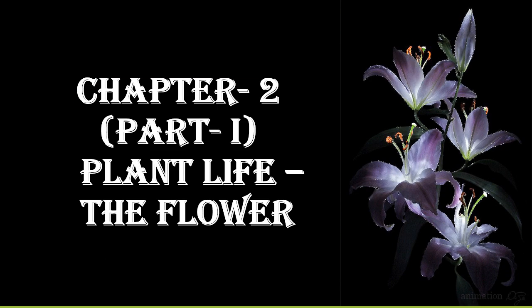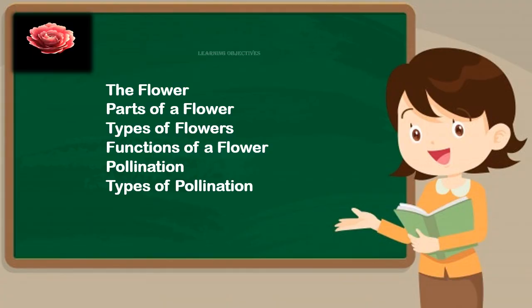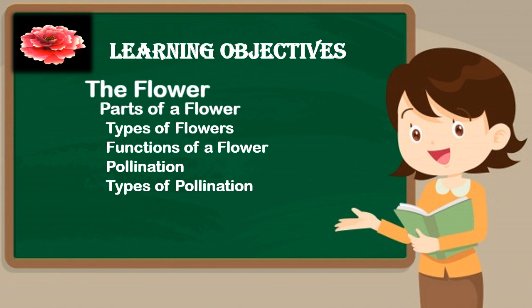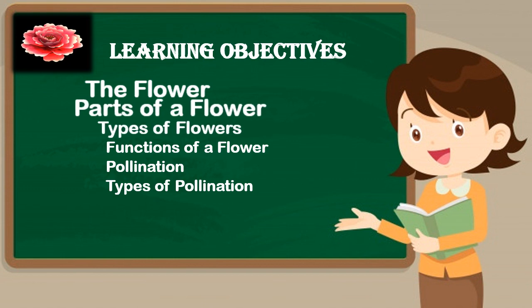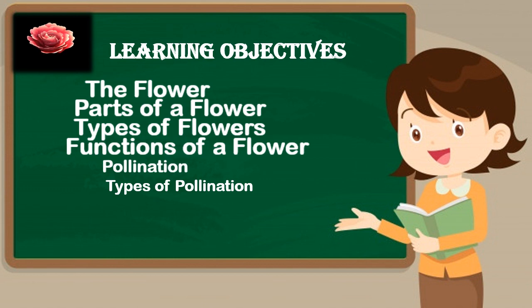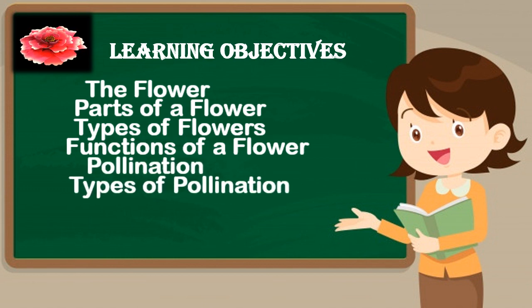In this video, you will learn about the first part of Chapter 2, Plant Life, the Flower. The main learning objectives of this module are the flower, parts of a flower, types of flowers, functions of a flower, pollination, and types of pollination.